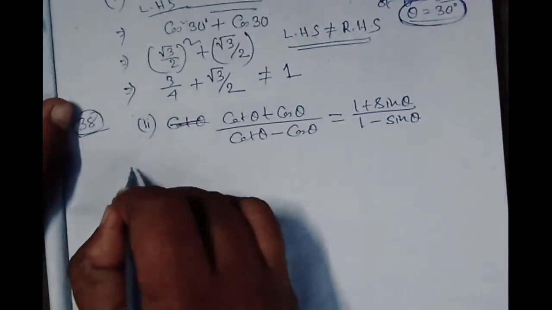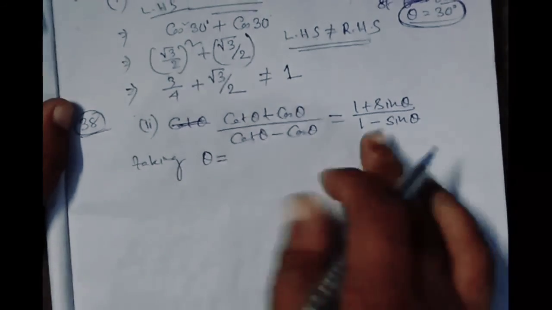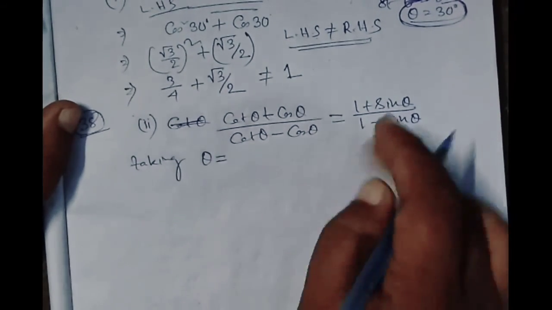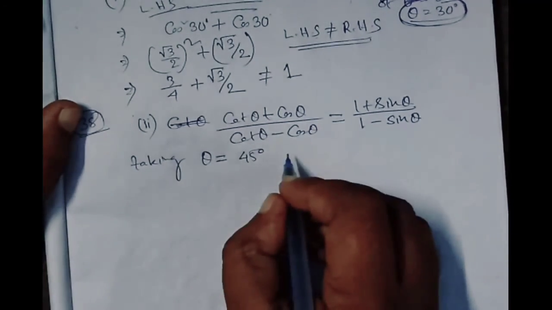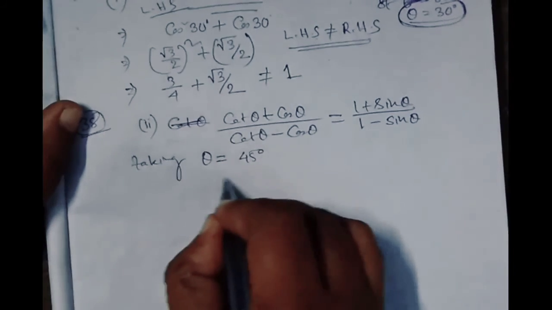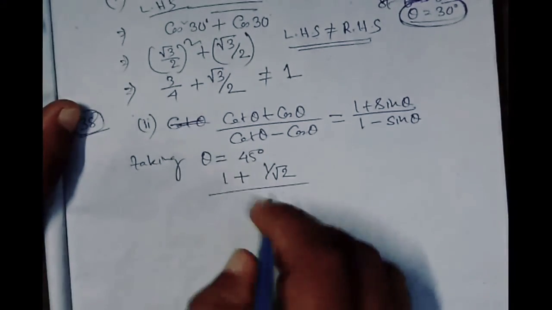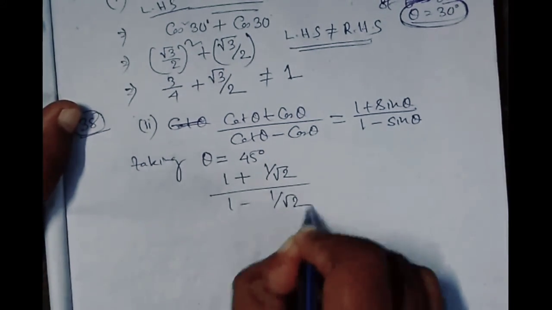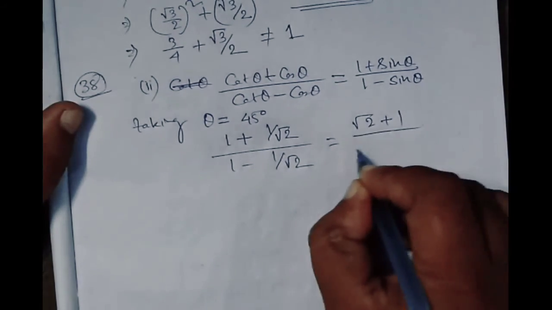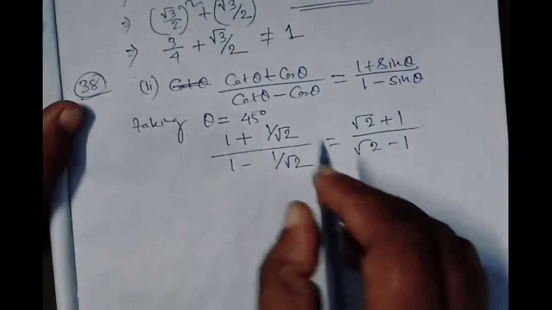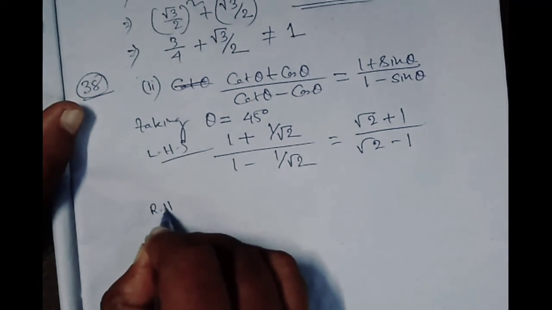Okay, so taking theta equal to 45 degrees. Cot 45 degrees means 1, plus 1 by root 2, and here 1 minus 1 by root 2. If we do the calculation, this is root 2 plus 1, root 2 minus 1, this is the LHS.